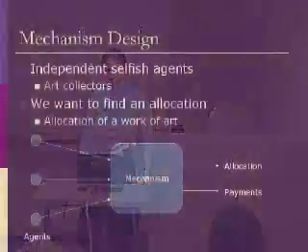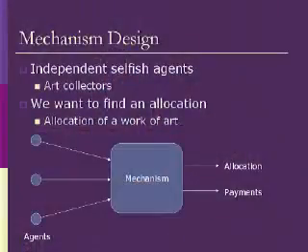So let me move on to the main point of the talk, which is the setting of computational economics. In the computational economics problem, we have a set of independent selfish agents. Throughout this introductory material, I'm going to keep a running example in your mind in which you have a piece of art that you would like to sell to one of several bidders. Here the independent selfish agents are the art collectors, and the task that you want to solve is to allocate this work of art to one of the art collectors.